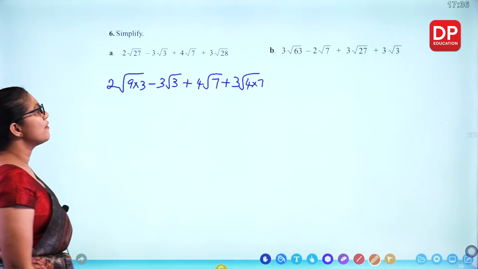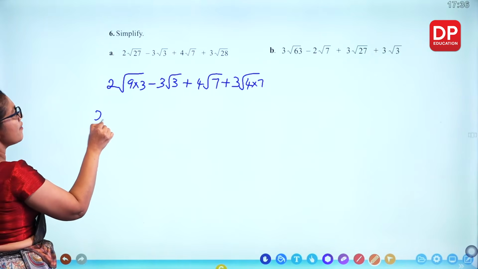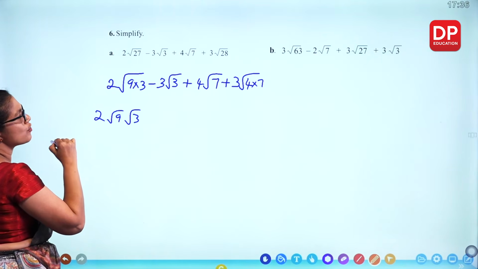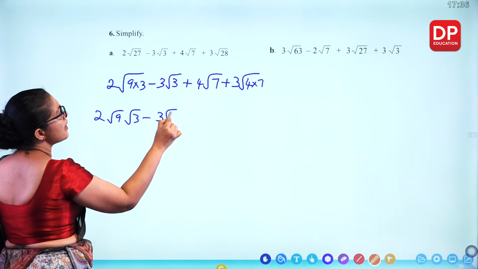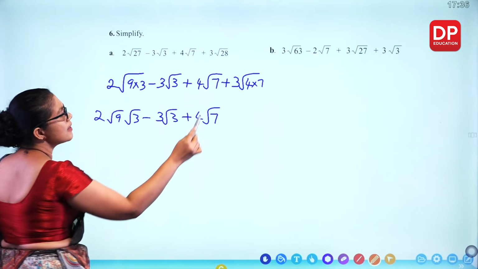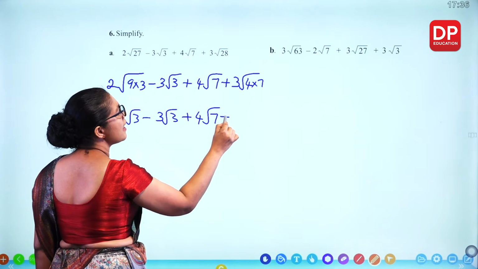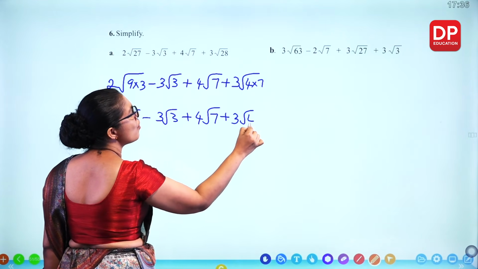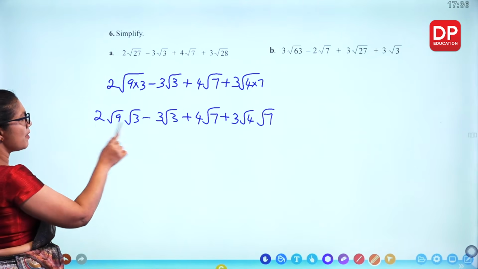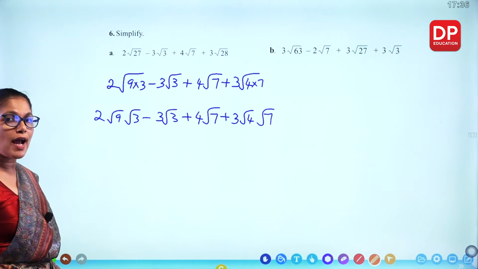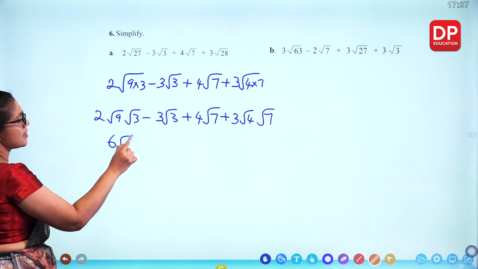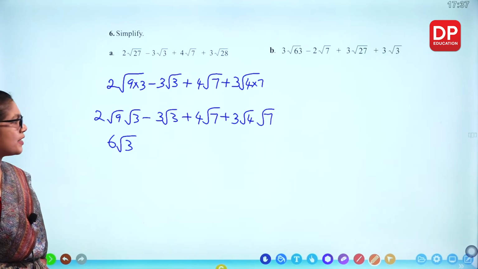Now try to simplify. I can write this one separately. Square root of 9, square root of 3. I can write this number as it is. What about this one? I can write as square root of 4 and square root of 7. Now simplify. What's square root of 9? You get 3. 3 times 2, 6. So you get 6 root 3.